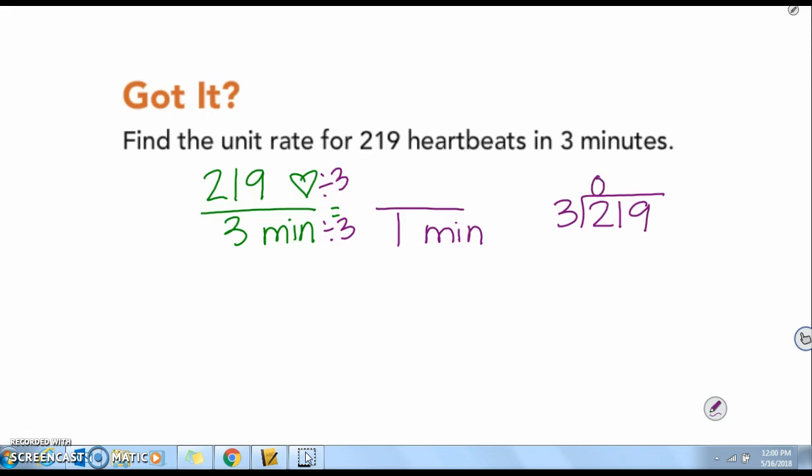3 cannot divide into 2, but 3 will divide into 21 7 times. 7 times 3 is 21 with 0 left. Now we bring our 9 down. 3 divides into 9 3 times. 3 times 3 is 9 with 0 left. So that is 73 heartbeats in 1 minute.